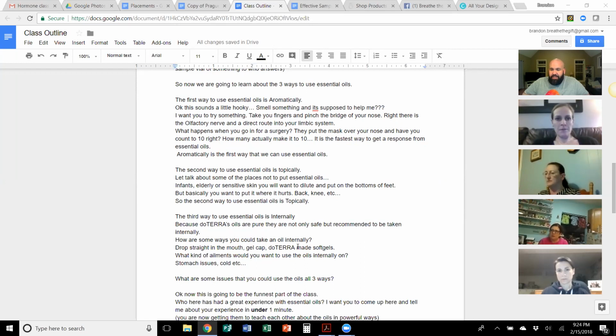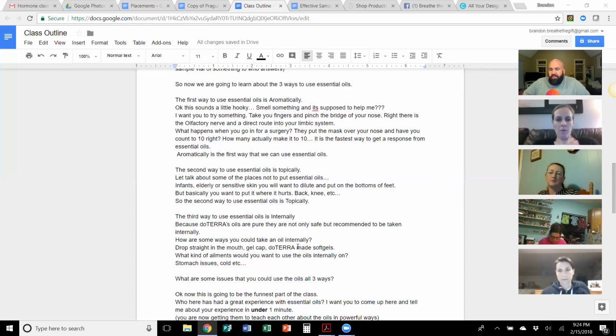But basically, when you're using essential oil topically, what do you want to do? You want to put it where it hurts. So if you've got back pain, you're going to take that oil and rub it on your back. If your knee hurts, you're going to put it there. If you've got a little sunburn, you want to use some essential oils there, you're going to put it where the sunburn is. That's the way that you're going to use an essential oil topically. So that's the second way that we can use essential oils.